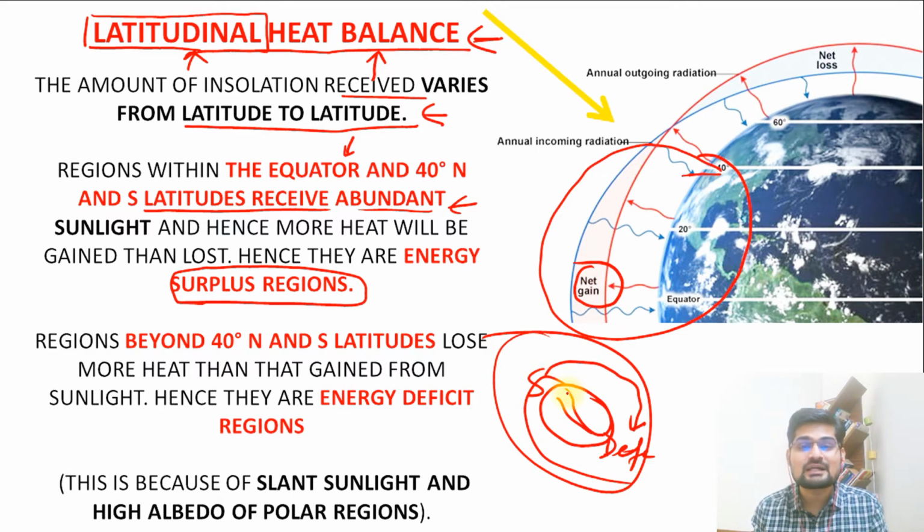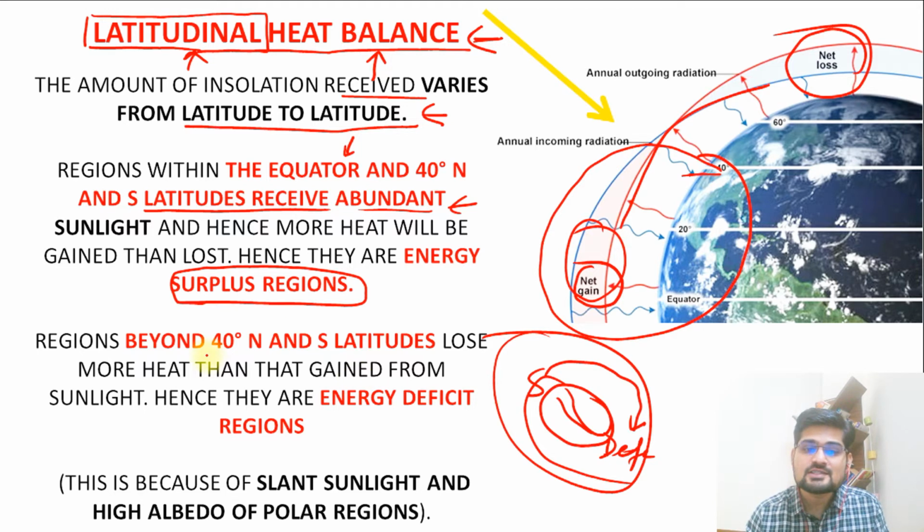So that is where this equilibrium on earth, that is heat equilibrium or heat balance on earth, is created. It means that energy from this surplus must go to the deficit area where there is a loss. That is the mechanism of this entire balance. Regions beyond these 40-degree north and south latitudes, what happens there? There is an energy deficit. They don't receive as much insolation, and there is a lot of loss in outgoing radiation.